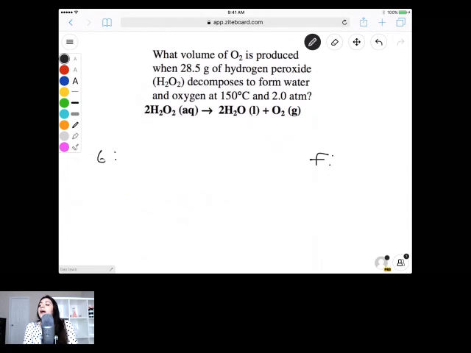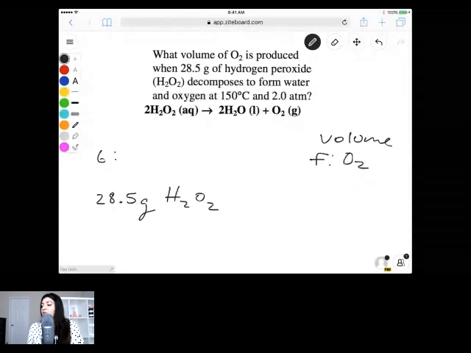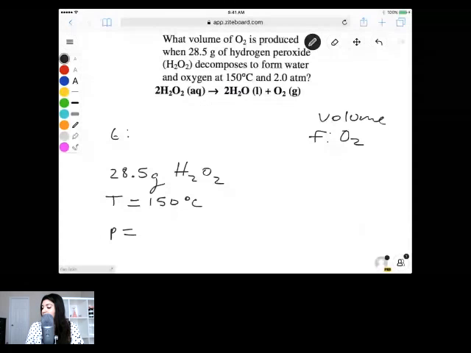So in our case, let's see, we have what volume of O2 is, so right then and there, what volume of O2. So we're going to find the volume of O2 is produced when 28.5 grams of hydrogen peroxide decomposes to form water and oxygen at 150 degrees Celsius and 2.0 atmospheres. So let's see what we're given. So it says they give us 28.5 grams of hydrogen peroxide and to form water and O2 at some sort of temperature at 150 Celsius, which we will convert to Kelvin, and then pressure is 1 atmosphere. Okay.